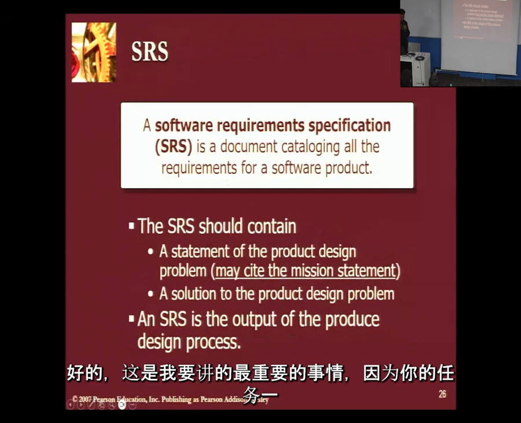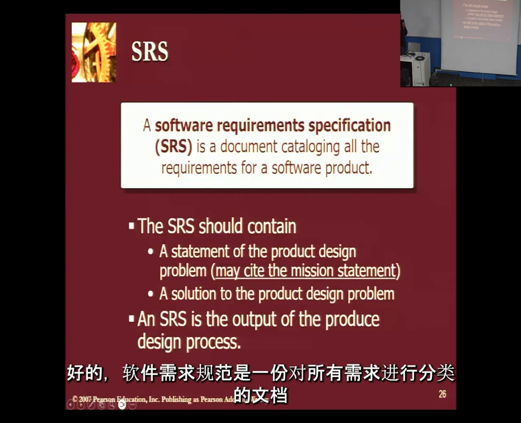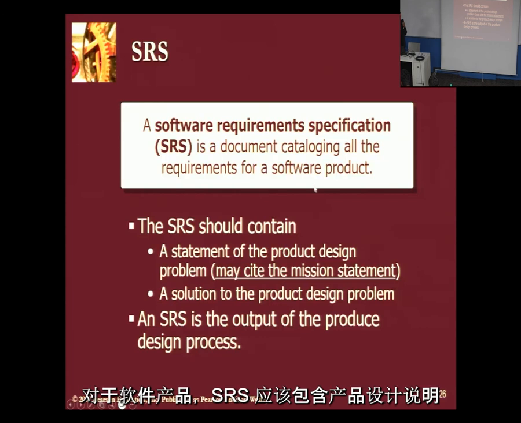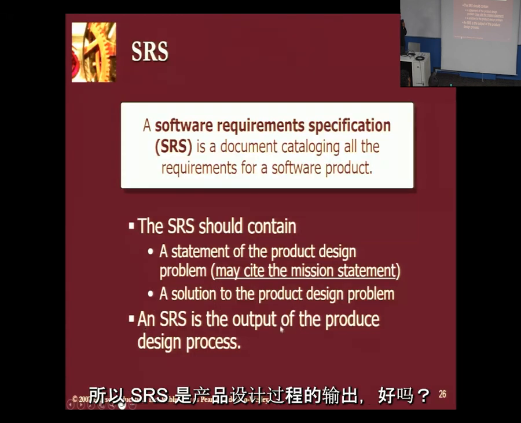Okay, this is the most important thing that I want to cover, because your assignment 1 requires you to create an SRS document at the end of the day, right? The software requirements specification is a document cataloging all the requirements for a software product, and the SRS should contain a statement of the product design problem and also a solution to the product design problem.